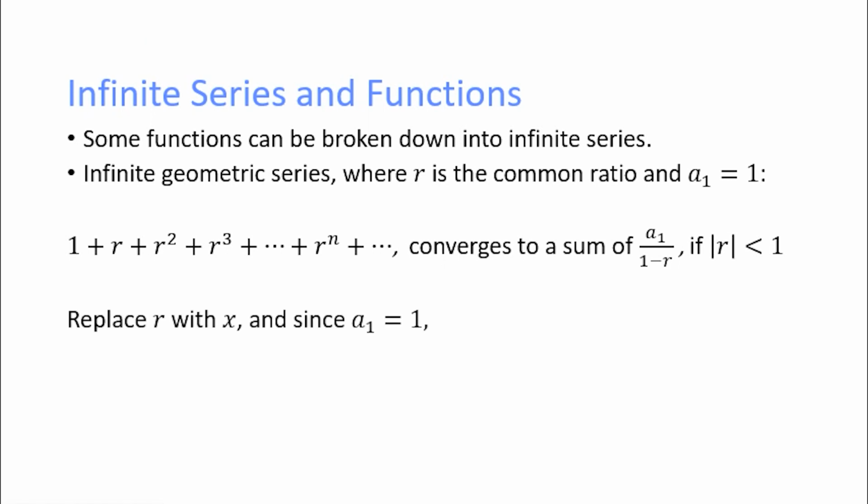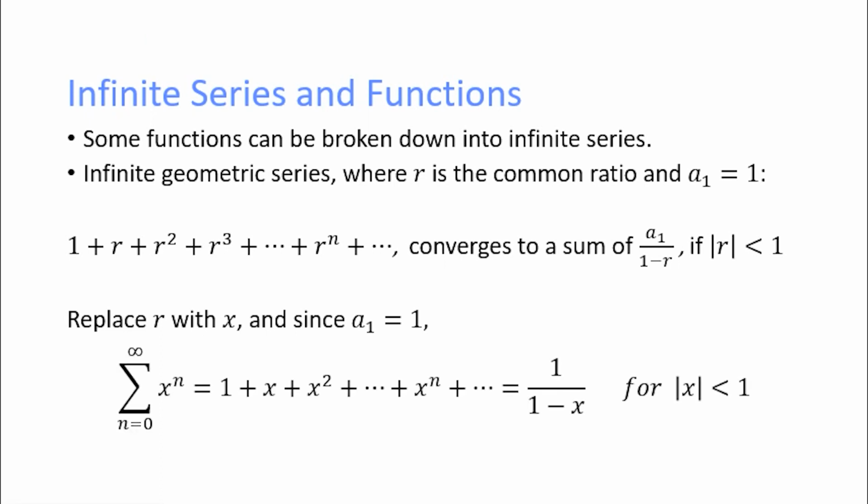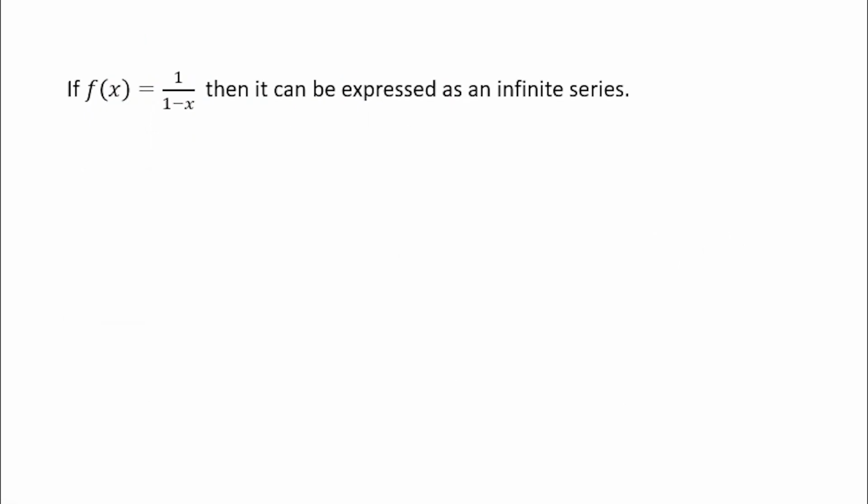Let's change the notation, replace r with x, and since our first term is 1, we get this sum. The infinite series of x to the power of n equals 1 over 1 minus x. And this is always true if the absolute value of x is smaller than 1. This means we can express the function 1 over 1 minus x as an infinite series on the minus 1, 1 interval. Let's have a look at the partial sums and also see the graphs.